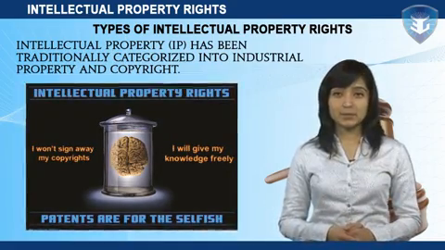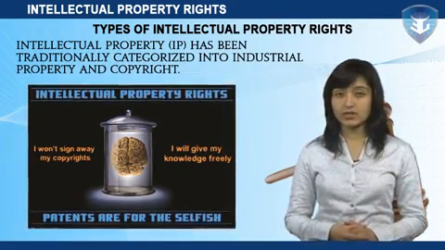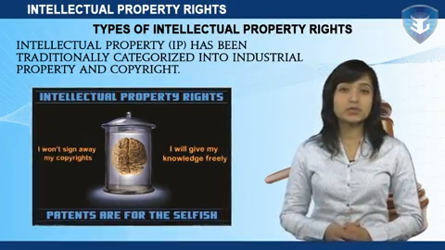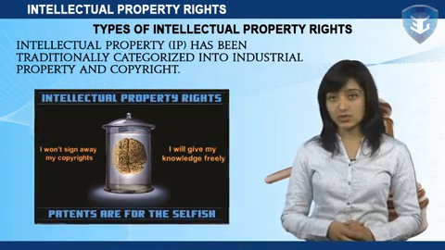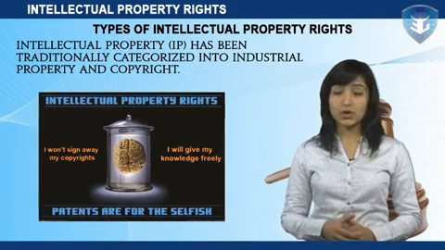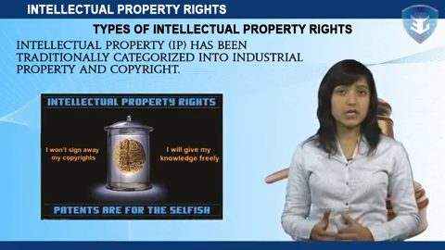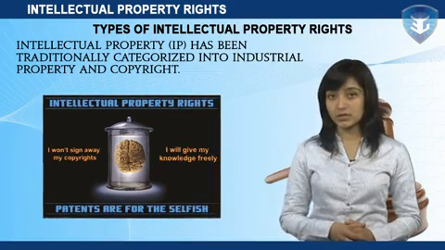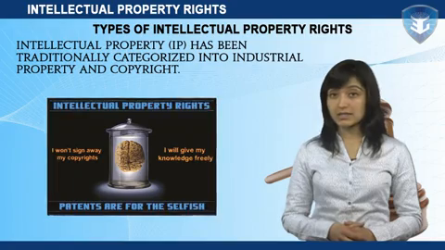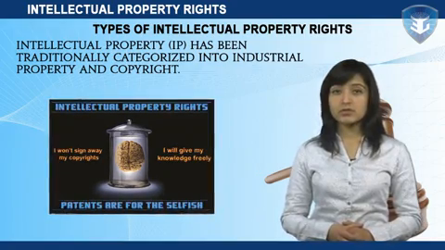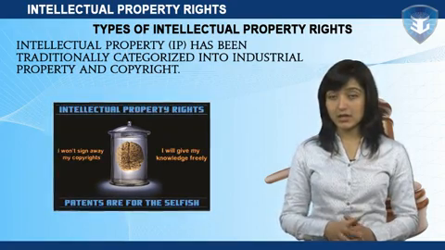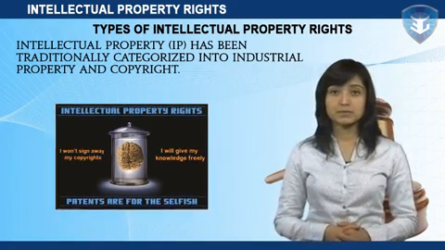Now moving on to the next topic, we will study the types of intellectual property rights. Intellectual property, IP, has been traditionally categorized into industrial property and copyright. The term industrial property includes patents, trademarks, industrial designs, and geographic indications of source. Copyright protection is granted to protect literary, artistic, and musical works. Rights related to copyright include those of performing artists in their performances, producers of phonograms in their recordings, and those of broadcasters in their radio and television programs.